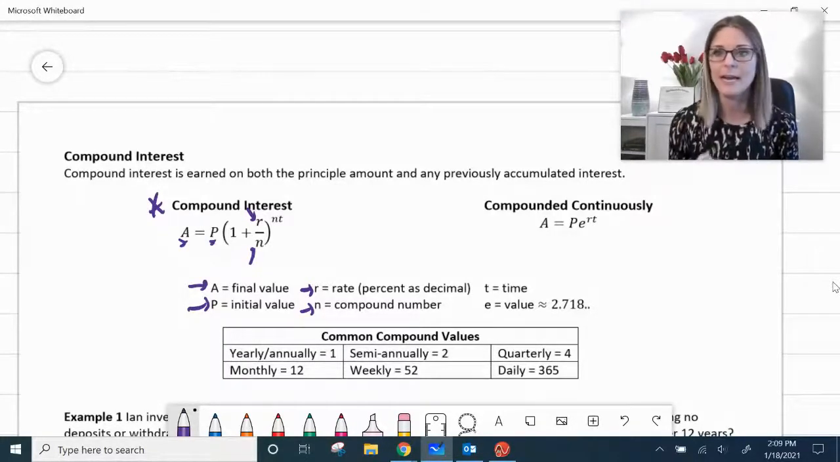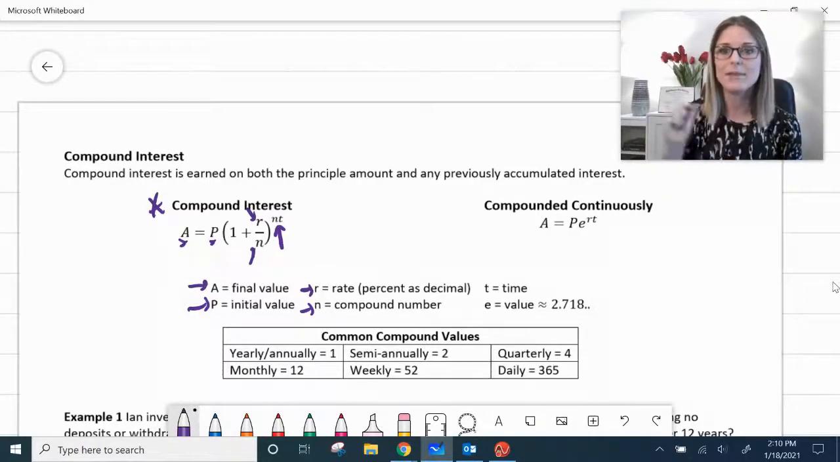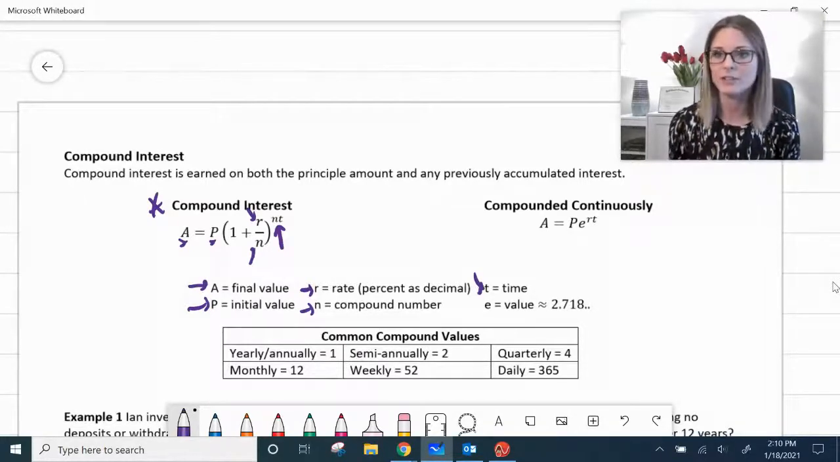So in the word problem, it's going to say annually, monthly, quarterly. I've got all kinds of examples for you. And then the exponent here is N. So you're going to use that compound number again times T for time. How much money have we earned over 15 years, over 30 years, so on and so forth.